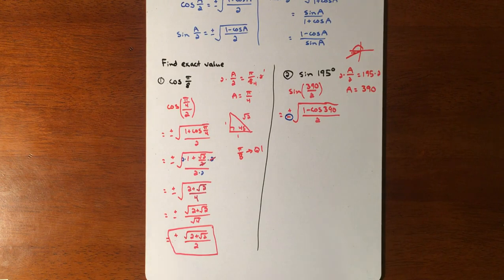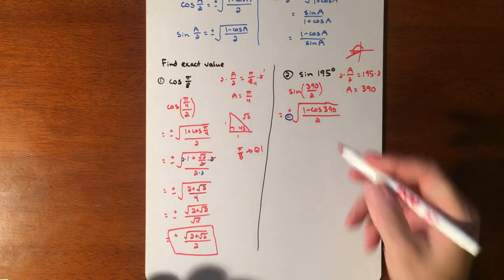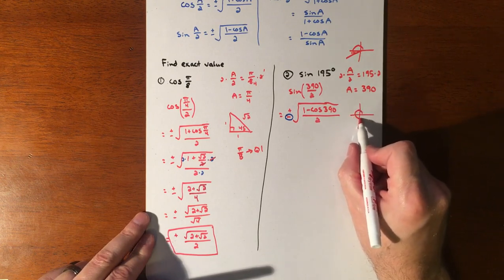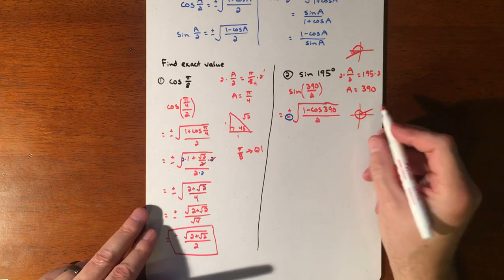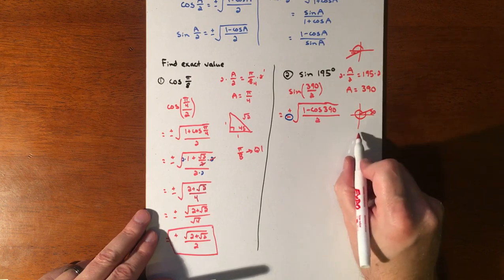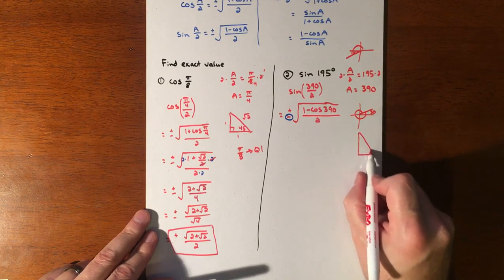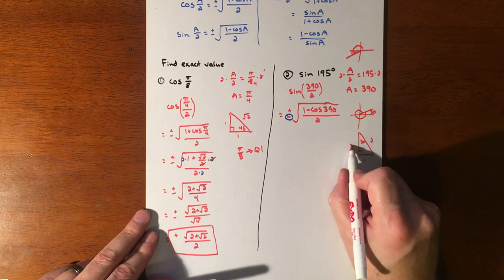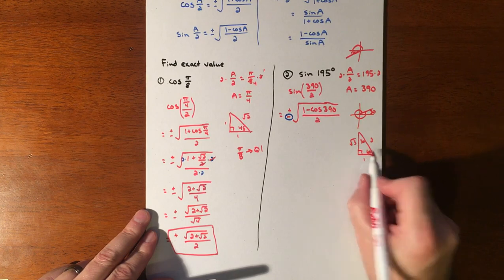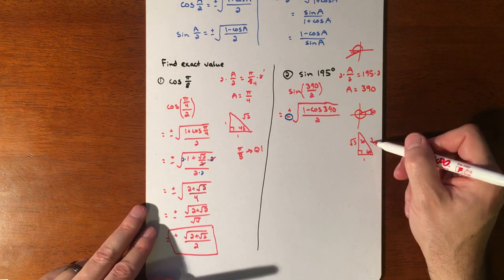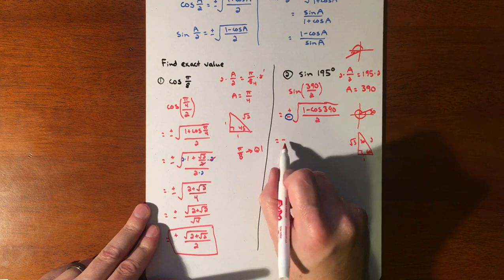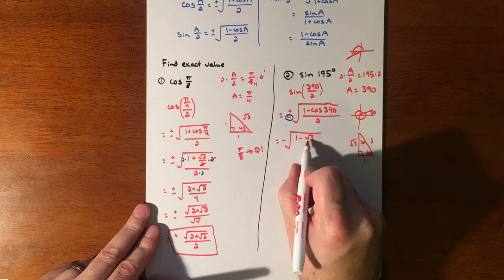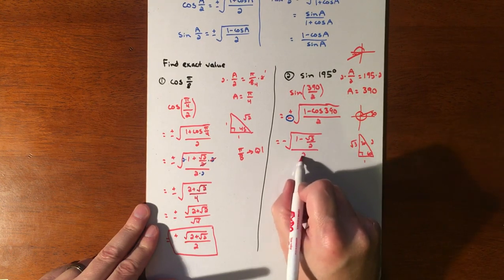All right, so 390 degrees is our next thing. Cosine of 390 degrees is all the way around and 30 more degrees. So we are looking at doing cosine of 30 degrees. I write my basic 30, 60, 90 triangle, and cosine of 30 degrees is root 3 over 2. The answer is going to be negative because of the quadrant that we end up being in: negative square root of 1 minus root 3 over 2, all over 2.